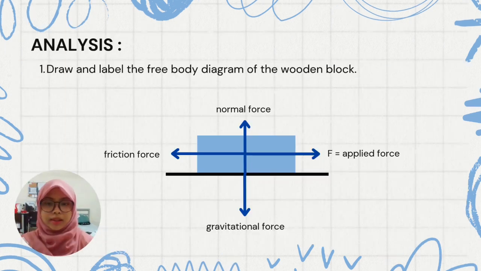Moving on, this is the analysis of the experiment. Number 1. Draw and label the free body diagram of the wooden block. The forces acting on the wooden block are upwards normal force, downwards gravitational force, applied force to the right, and frictional force opposing motion.